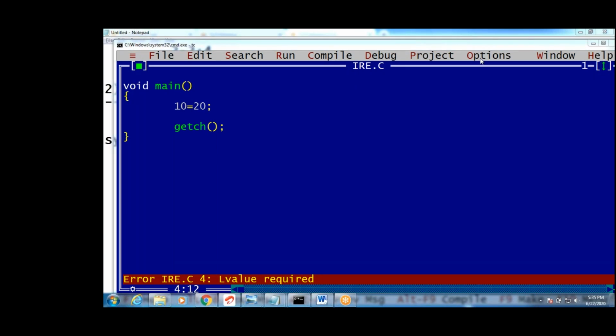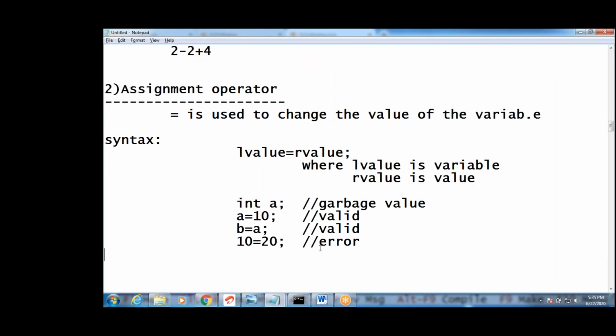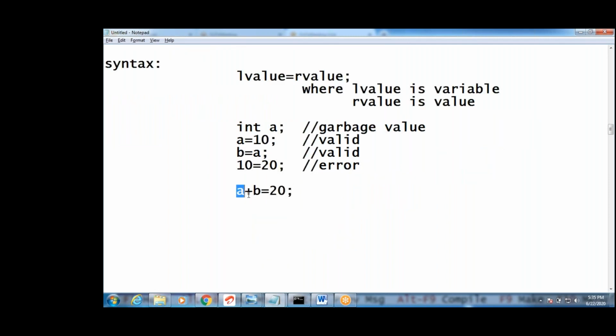Okay. Now, can I write like this? a plus b equals to 20. Is it valid, guys? a equals to 10 is valid, b equals to 20 is valid. a plus b equals to 20: a plus b is a result, guys. a is a variable, b is a variable, but a plus b is not a variable. a plus b is a result. Now a plus b is a result, so this is also an error. We should not write a plus b equals to 20. Okay, a equals 10 is valid, b equals to a is valid, 10 equals 20 is invalid.